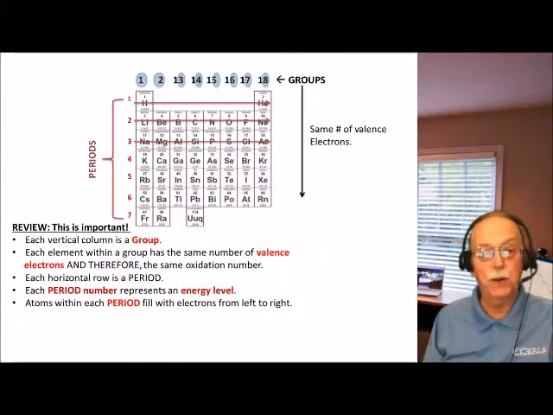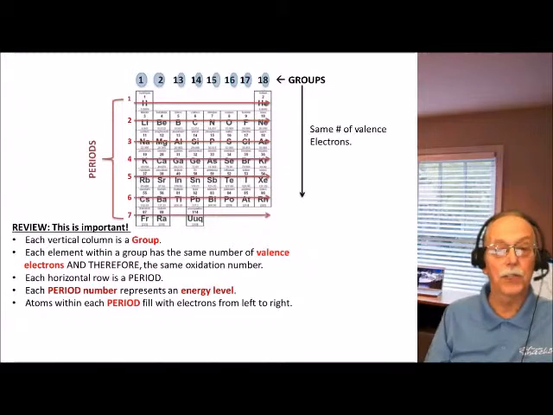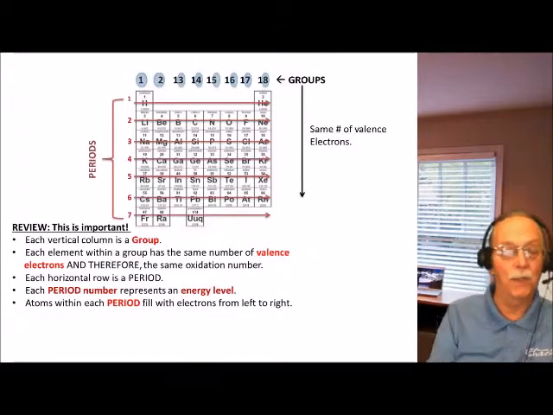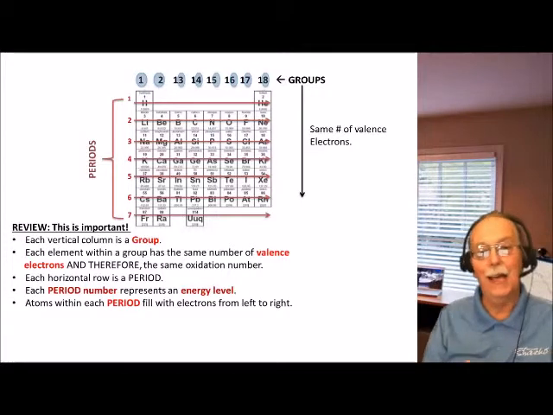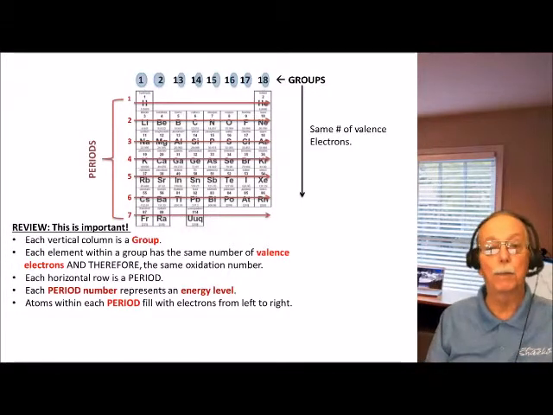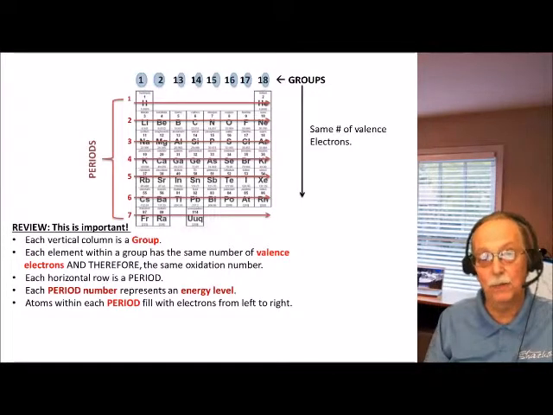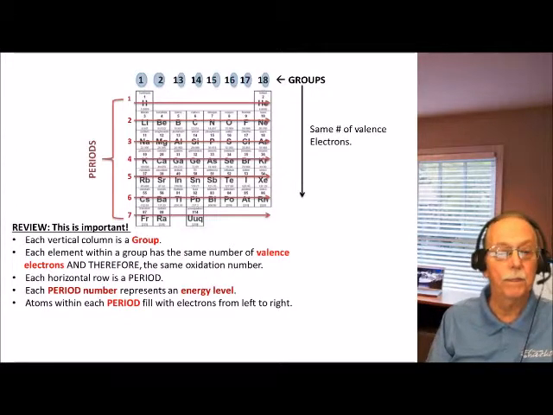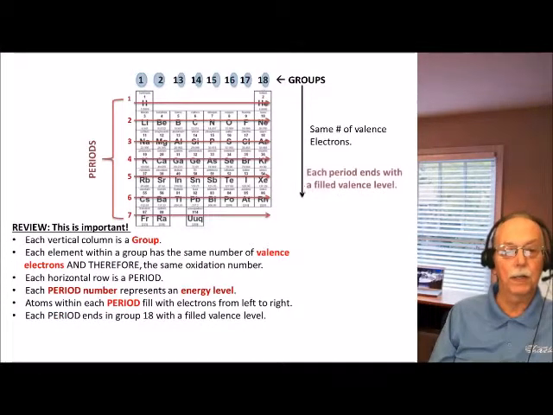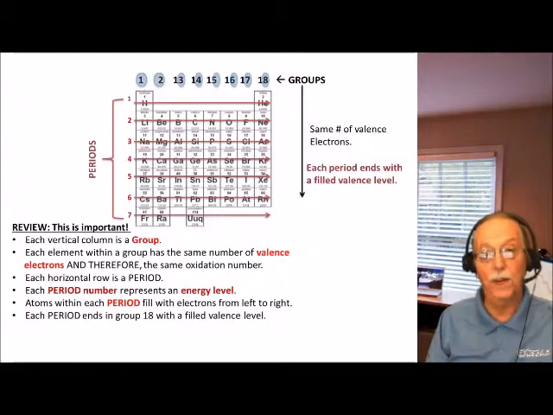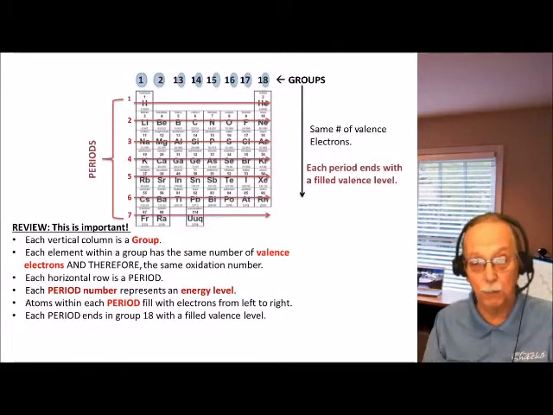Atoms within each period, remember, fill with electrons from left to right, starting with atoms on the left that have one valence electron, and atoms on the right that have a full complement of electrons in that valence level. Every period ends in group 18 with a filled valence level. That's important.